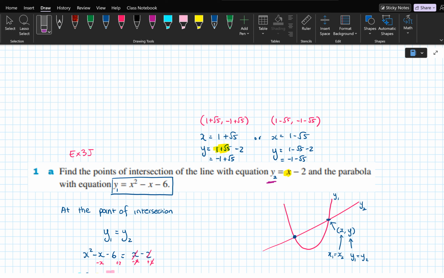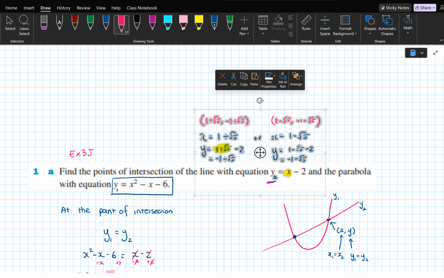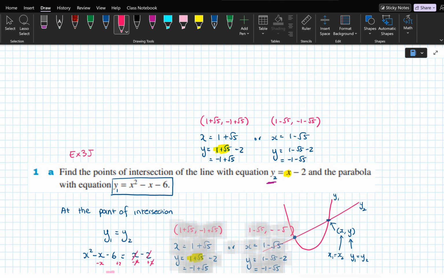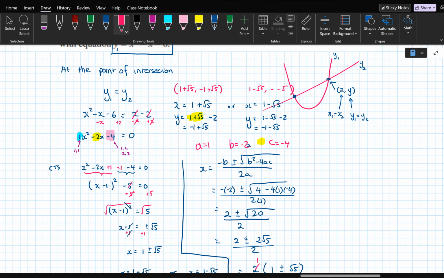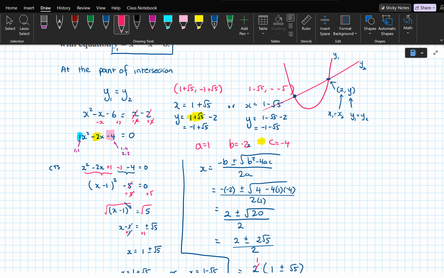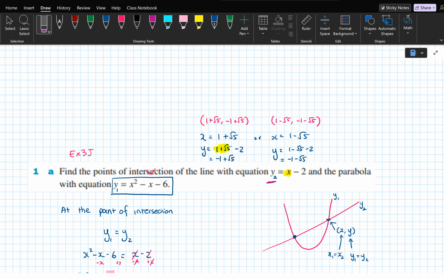Okay, so those are my 2 points of intersection there in red, and I'll just copy that down just to move it down over here. I just made a mess. You get the point. There we go.